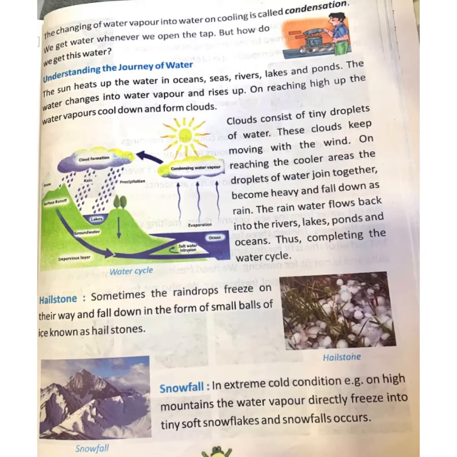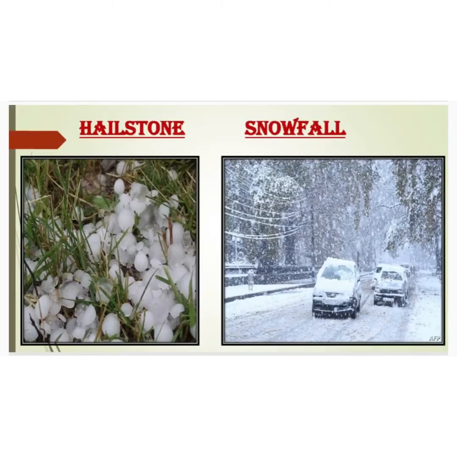Let's continue reading. Hailstone. Sometimes the raindrops freeze on their way and fall down in the form of small balls of ice, which is known as hailstones. Snowfall. In extreme cold condition, example, on high mountains, the water vapor directly freezes into tiny soft snowflakes and snowfalls occur. Boys, look at the picture given to you carefully.